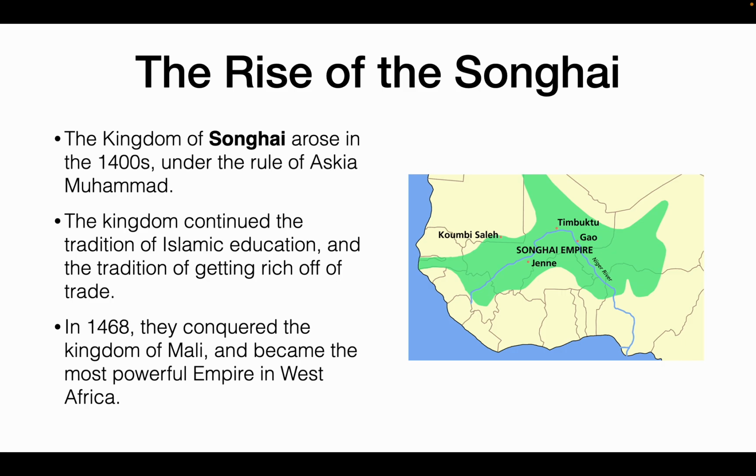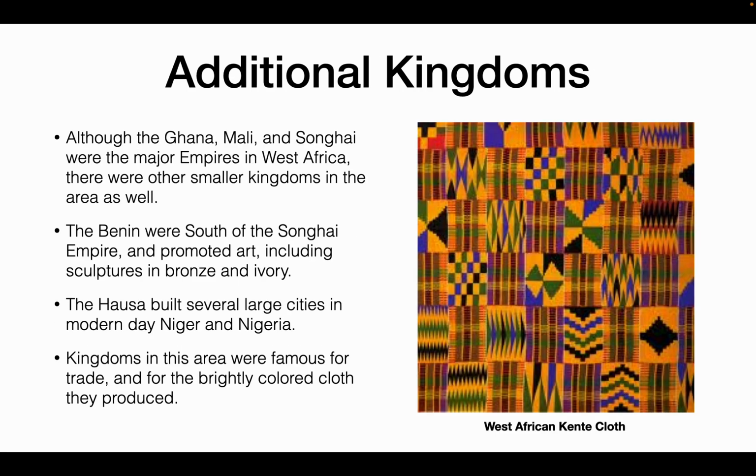Lastly, we have the Songhai, who are around from about the 1400s up through later. They were the ones who were doing a lot of trade with the Europeans. They continued the Islamic tradition. They also continued getting rich off of trade. In 1468, they actually conquered the Kingdom of Mali and became the new power in West Africa.